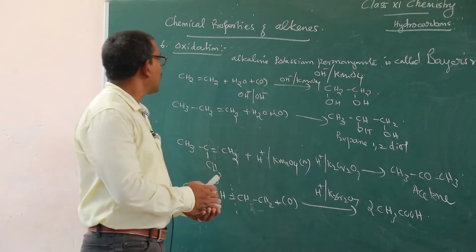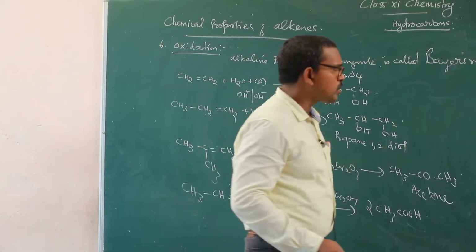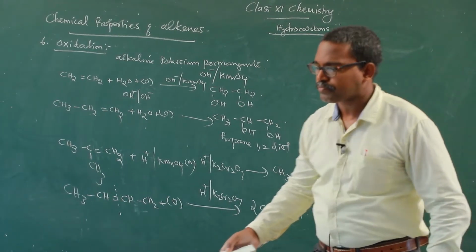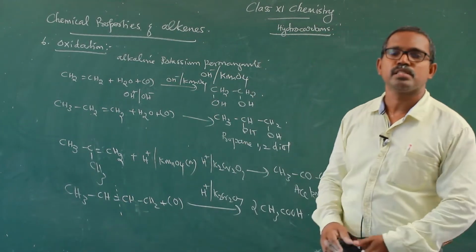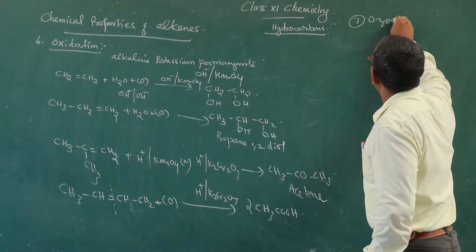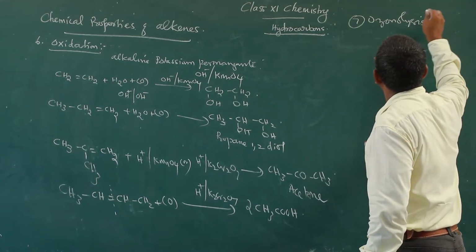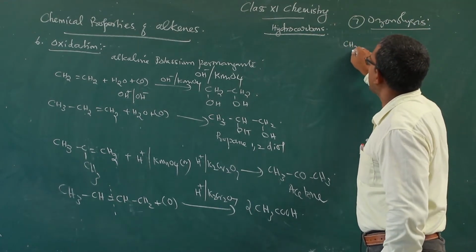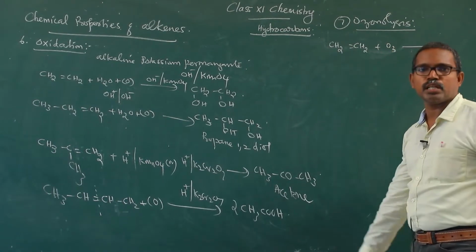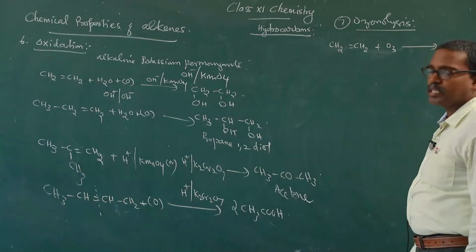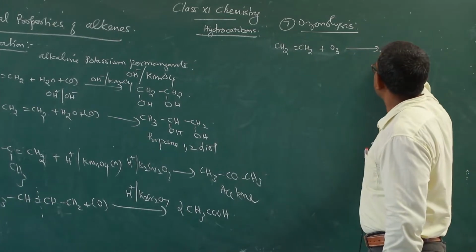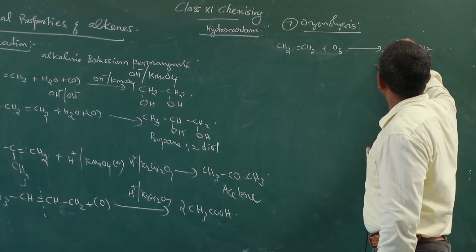Then the reaction is ozonolysis. Ozonolysis is a very, very important reaction from the examination point of view as well as in entrance examinations. Ozonolysis is the reaction with ozone. Ethylene reacts with ozone. In the first step, it gives ozonide. How is the ozonide formed? The bond breaks, CH2, CH2, O.